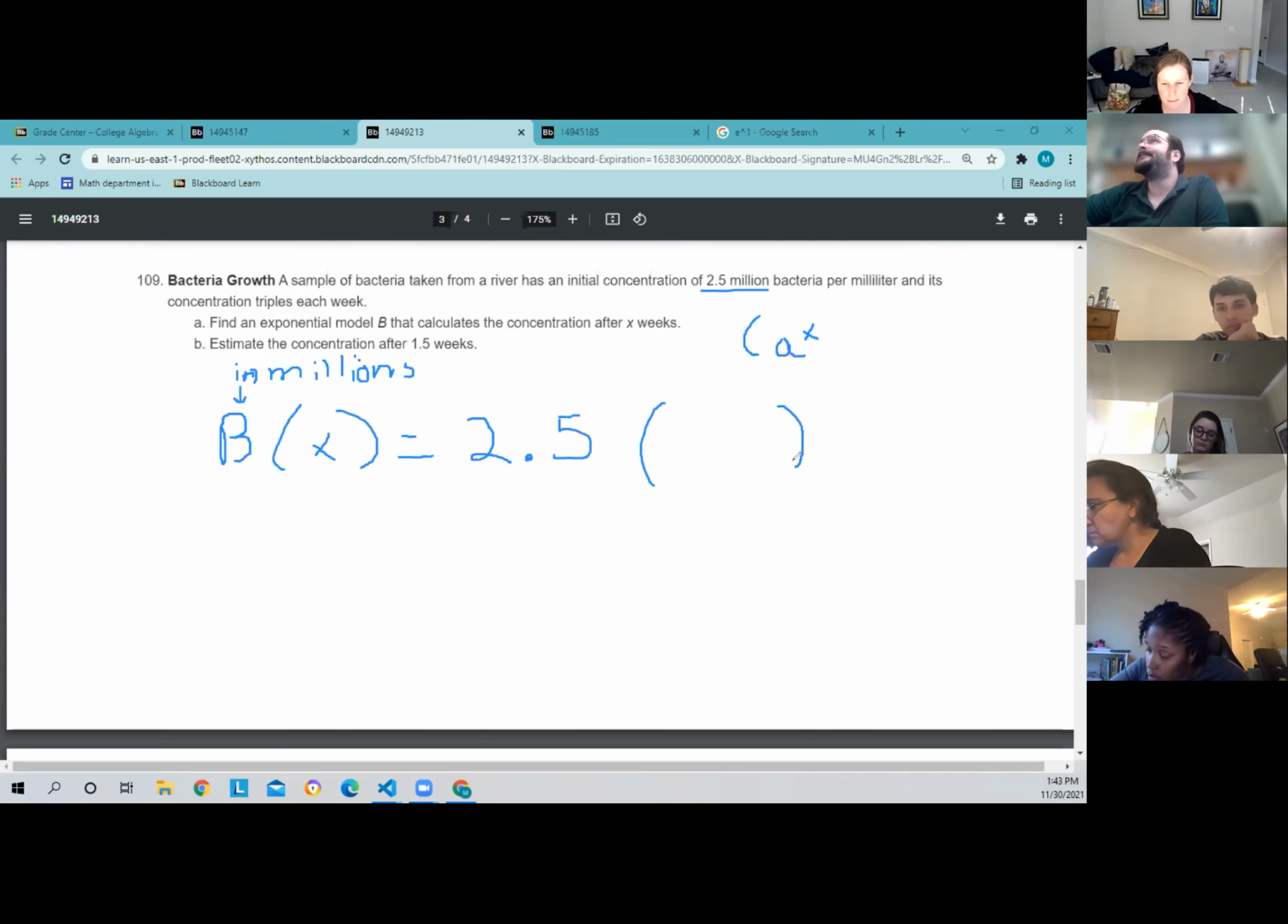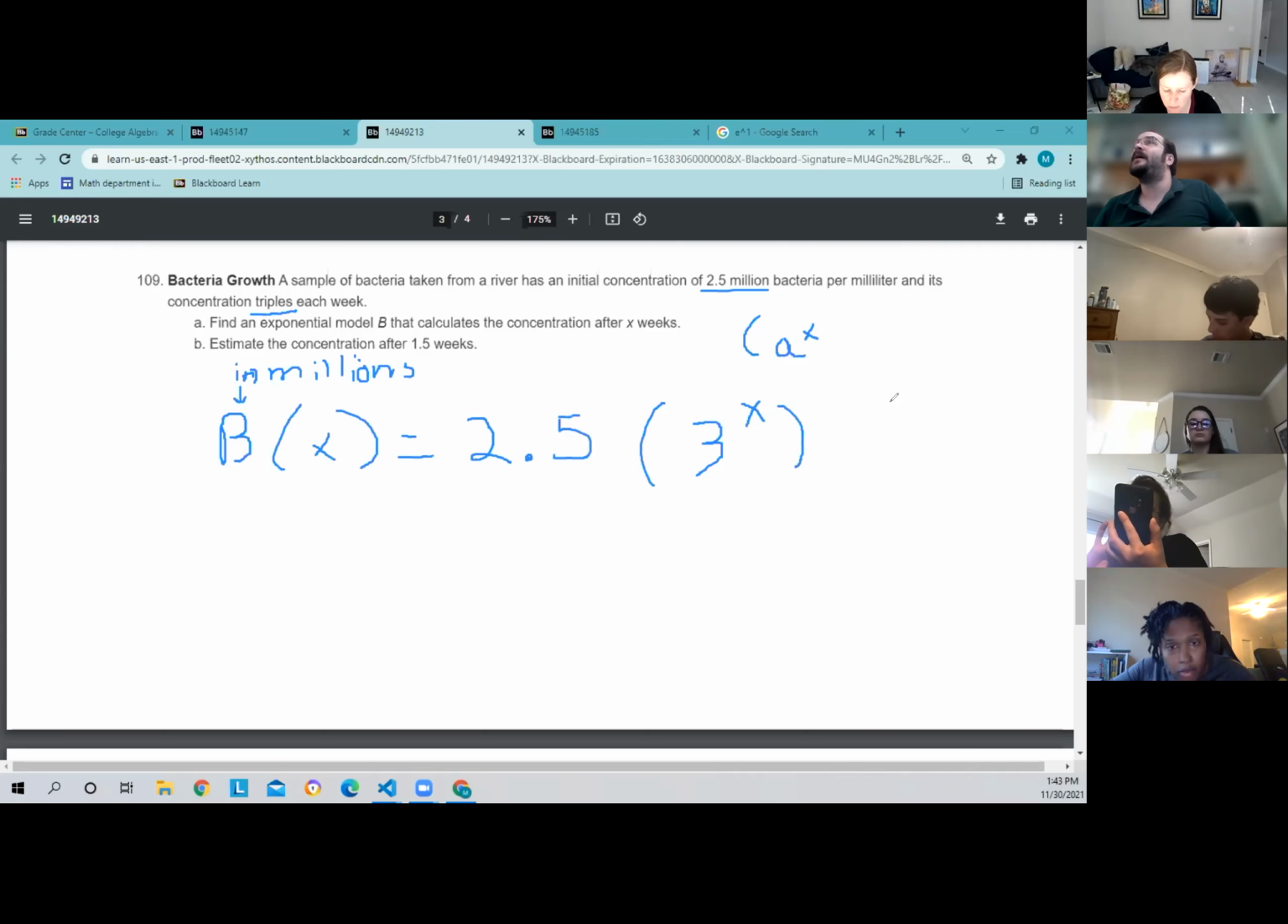What is my A? How much does this shrink or grow? It triples. Three. So triples would be 3. One last thing. The time is X. 3 to the X. Yep. So this is my function, my model to find bacteria. And it's going to find bacteria in millions.